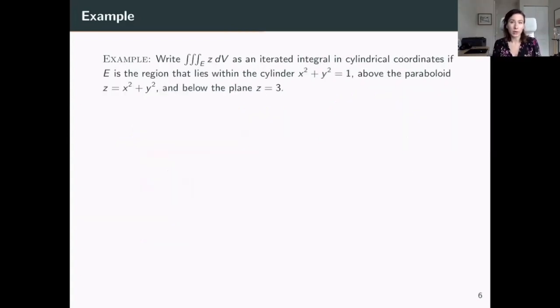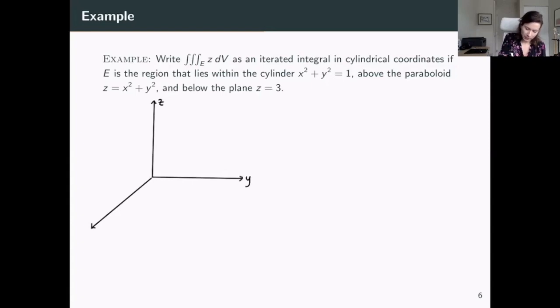Let's look at one more example of using cylindrical coordinates before we move to spherical coordinates. This example is going to be a little bit trickier to set up and visualize. We're wanting to set up a given triple integral as an iterated integral in cylindrical coordinates. And we have a region that is within a cylinder, above a paraboloid, and below a plane. So as always, first good idea is to go ahead and plot and sketch what this region is going to look like in our x, y, z plane.